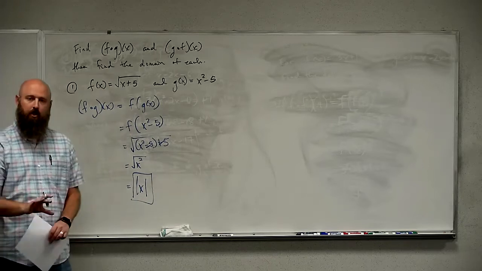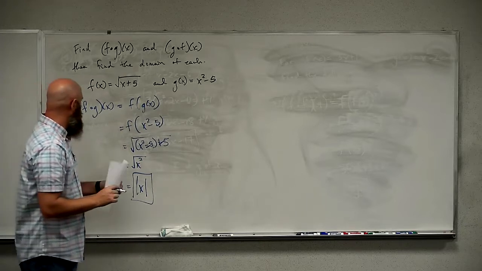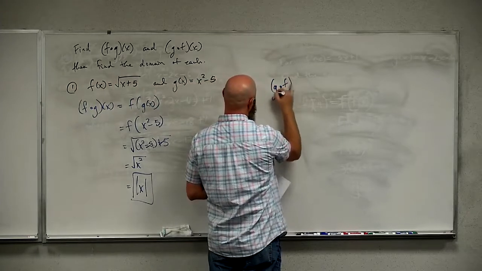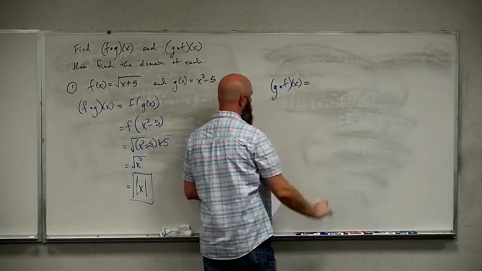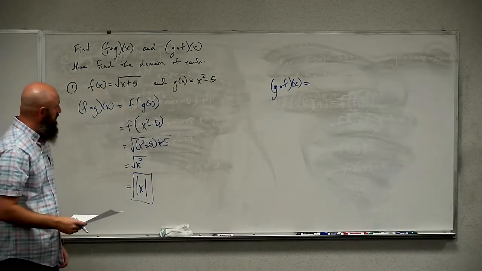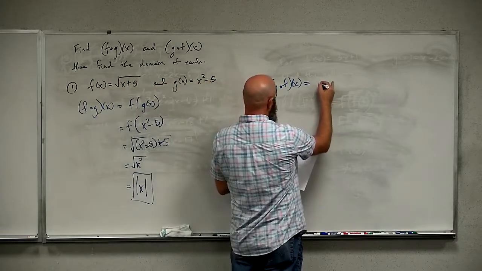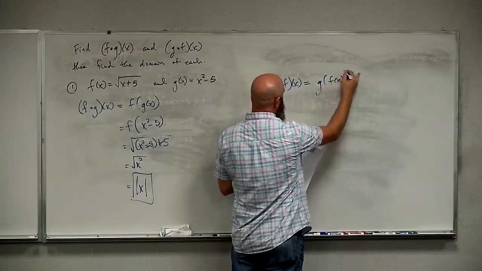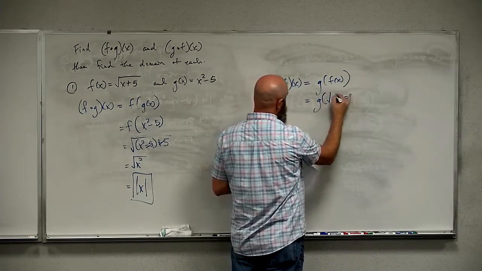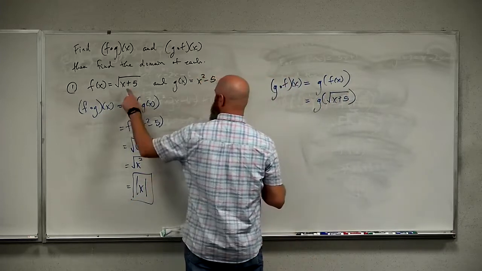Now we'll talk about domain about that in a minute. But let's go ahead and find our g of f. So I'm going to do that over here. g of f of x, and work through that. That means we have g of f of x, so g of square root of x plus 5. So that's what our f is.